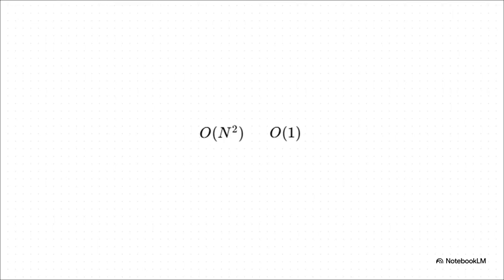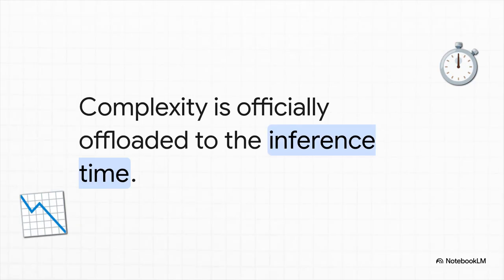That is huge. The effective context window seen by the attention mechanism just becomes constant. It's just the size of the current chunk plus its state. So what does this actually mean for us?